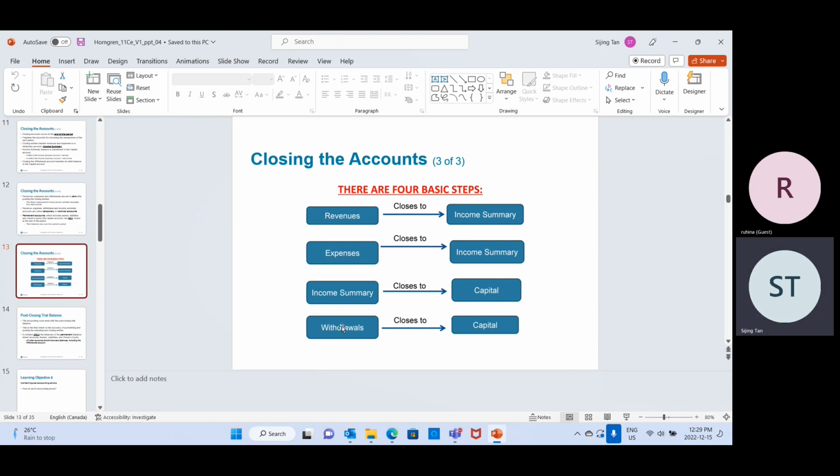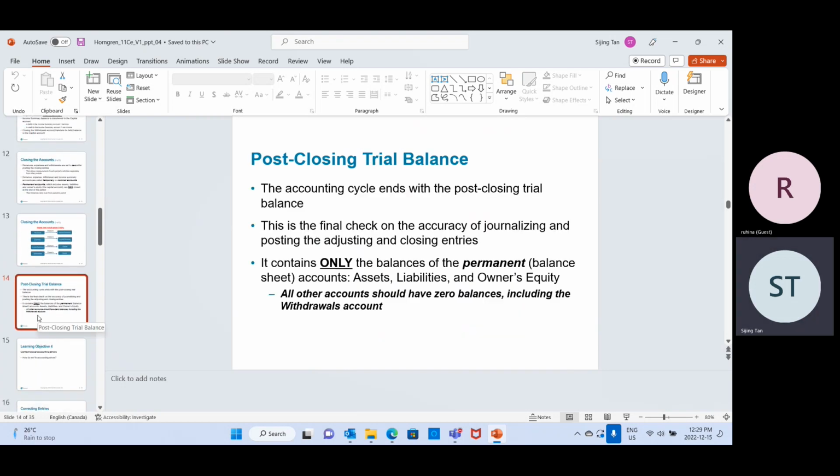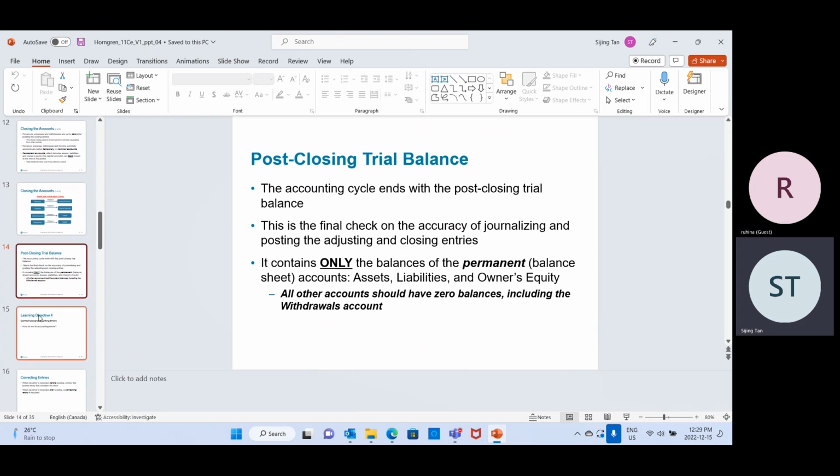Then we close withdrawals to capital. We debit capital, credit withdrawals. Those are the four journal entries you need to make if there's a requirement for closing the accounts. So we close revenue into income summary, expenses into income summary, income summary into capital, and then withdrawals to capital. And that's it. Pretty simple and straightforward, right? So never close permanent accounts: assets, liabilities, and owner's equity. Those carry over to the next period.